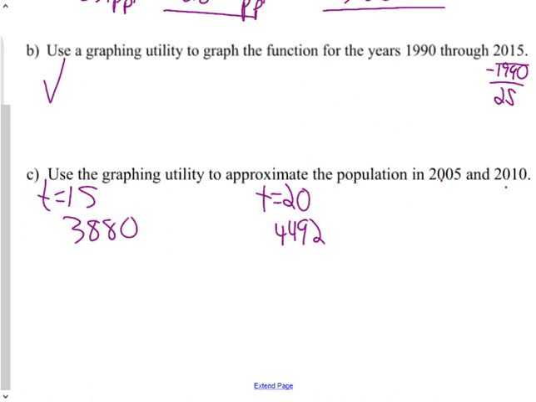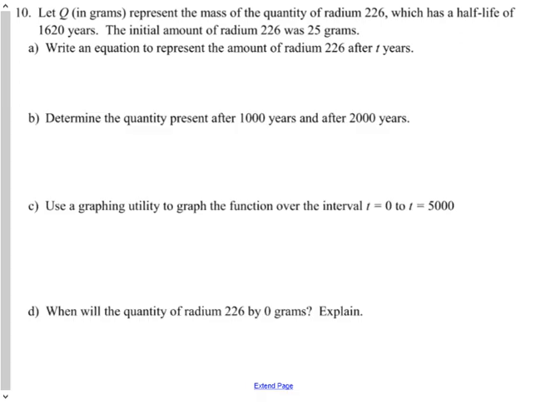Okay, moving on to the last set of slides. Half-life. You will need to know this formula when it comes back later in the year. So half-life is, let Q in grams represent the quantity of radium, which has a half-life of 1620 years. The amount of radium in 226 was 25 grams. Write an equation to represent the amount after T years.